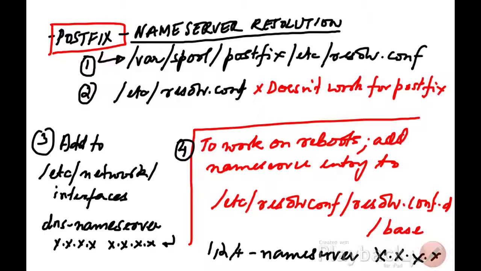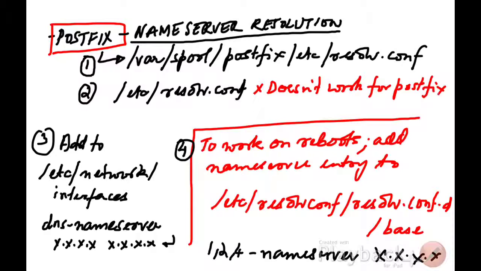One is in the spool directory of postfix, in resolv.conf. You can add the name server over there, or you could do it in the general resolv.conf, but that does not work for postfix; that is for general system requirements. If you want to ping something by name, then you need the DNS entry in resolv.conf, or the best place is option number 3, which is to add it in the network interfaces file under the etc network directory, called interfaces, but the syntax is slightly different. You need to add dns-nameservers and then the multiple IP addresses for the multiple DNS servers.